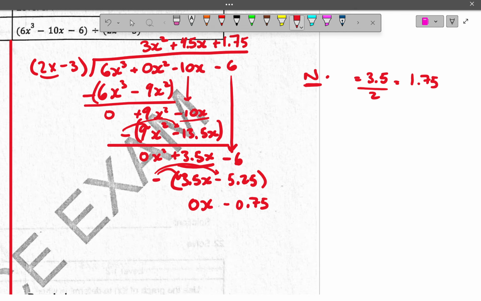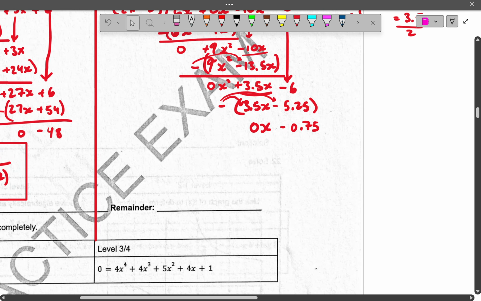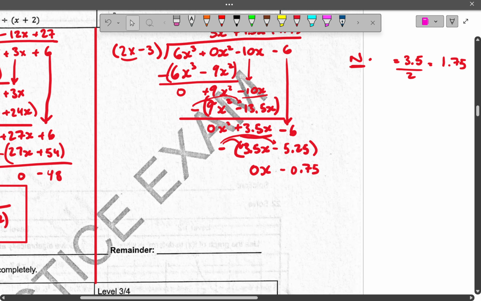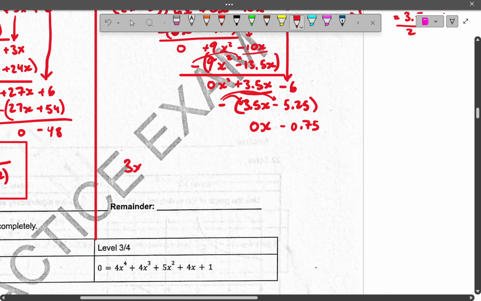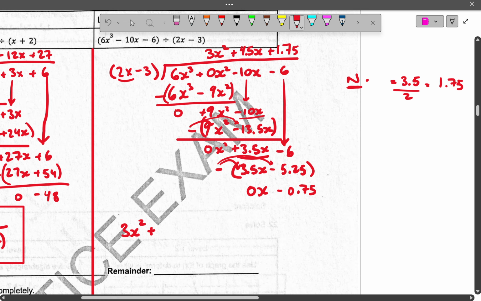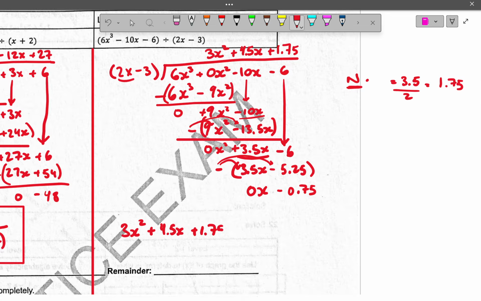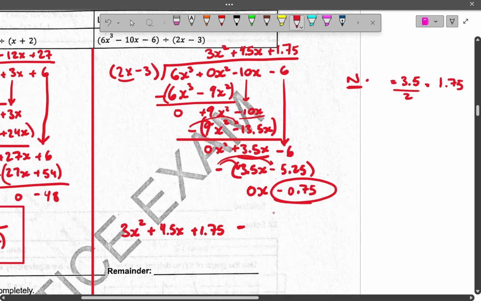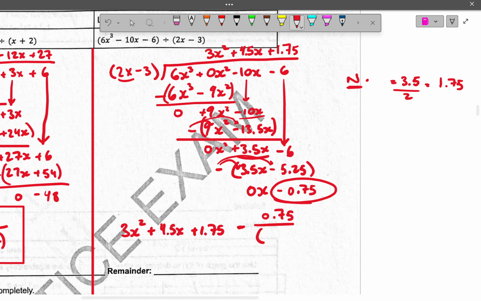So that's going to be your remainder, and just like the last time, we'll write our quotient as what we got on the top, 3x squared plus 4.5x plus 1.75, and then we have our remainder here, which is negative 0.75 divided by whatever we're dividing by at the start. So it's going to be 2x minus 3, and that's your final answer.